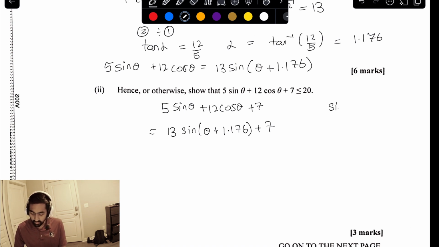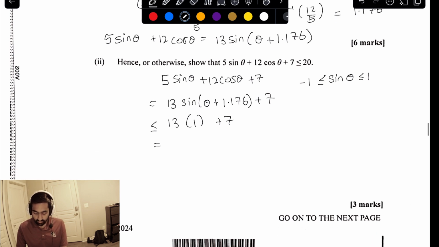The important thing you need to know about both sine and cosine is that sine is always less than or equal to 1 and greater than or equal to minus 1. But in this case, what we really need is that it's less than or equal to 1. So this is less than or equal to 13 times 1 plus 7. 13 times 1 is 13, plus 7 is 20. So indeed, the expression is less than or equal to 20, like we're asked to show.